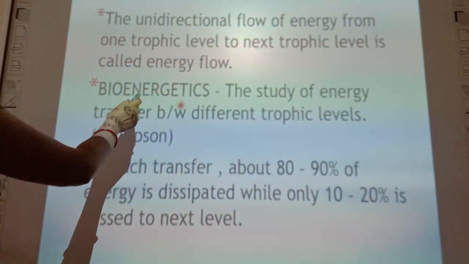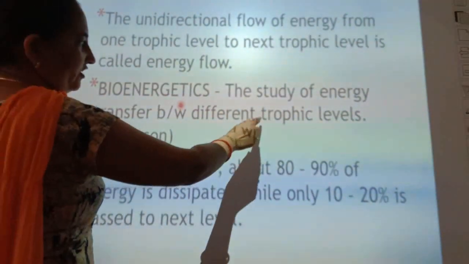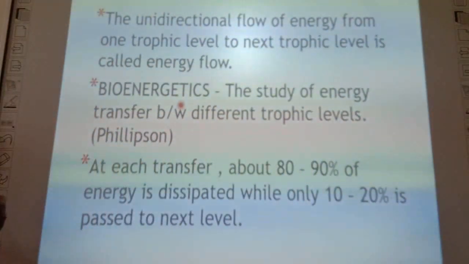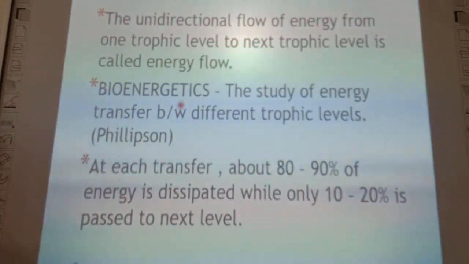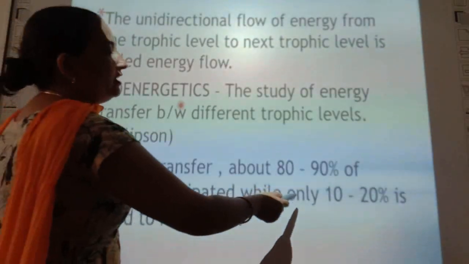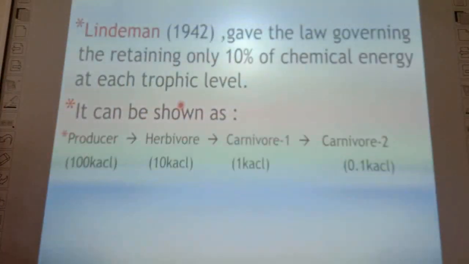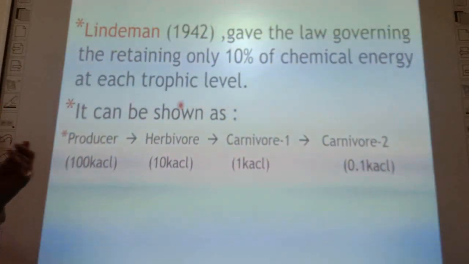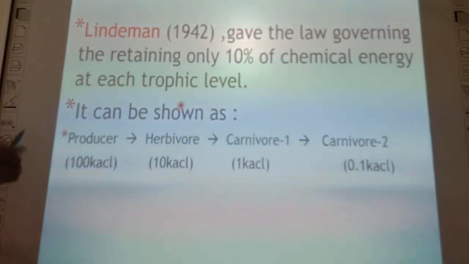The study of energy transfer between different trophic levels is known as bioenergetics. At each transfer, about 80 to 90% of the energy is dissipated, meaning lost, while only 10 to 20% is passed to the next level. Here, a law comes from this loss of energy, the 10% law of energy.